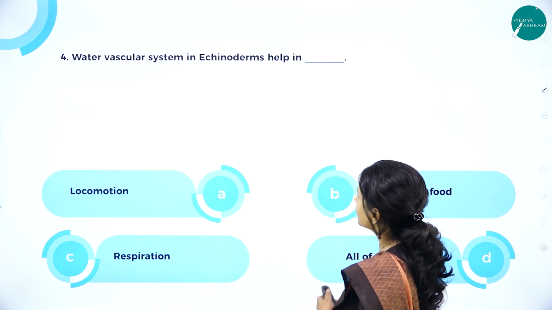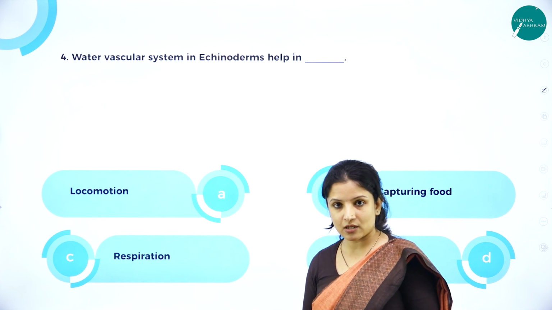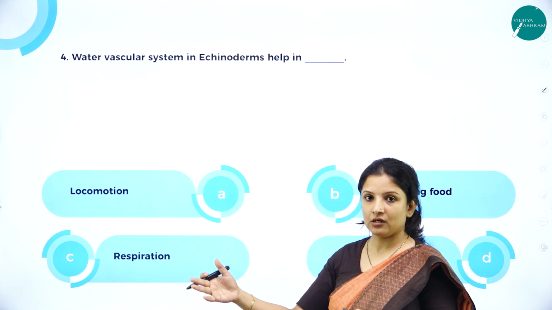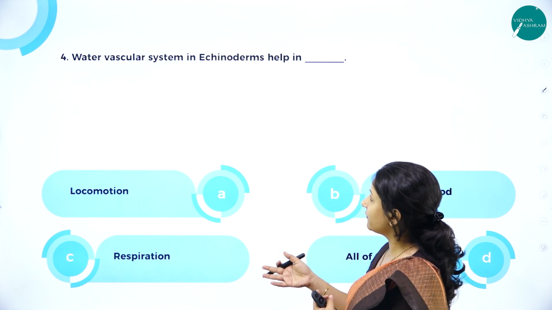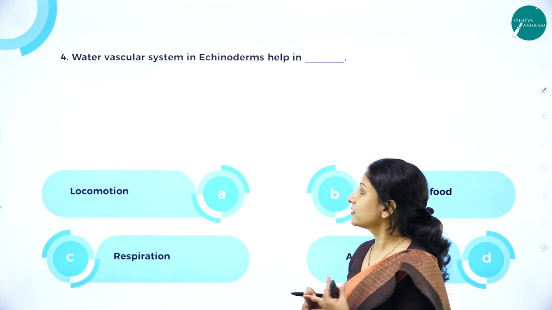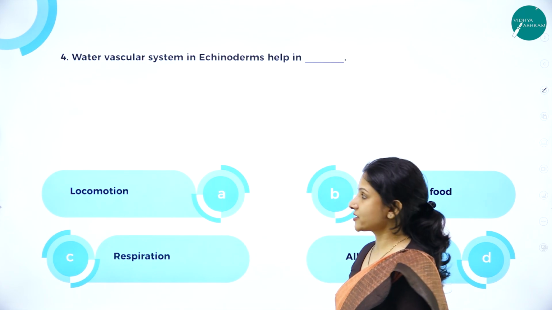Next, water vascular system in echinoderms help in, or they can ask the question like this: water vascular system is present in dash. So that way also the question can be framed, and the options can be given as echinoderms, cephalochordata, or they can give the example as cnidaria. So they can change the options and the questions as well.